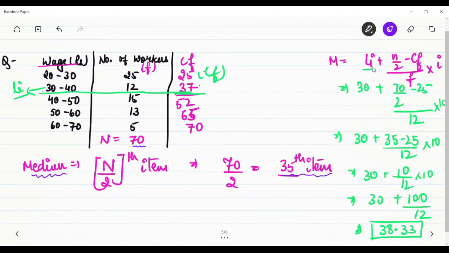We need L1. L1 is the lower limit of the class interval, so it is 30. Frequency over here is 12, as you can see, and I is the difference between the class limits, that is 40 minus 30, which is 10. When we put the values in the formula, we get the answer 38.33. I hope this is also clear to you guys.